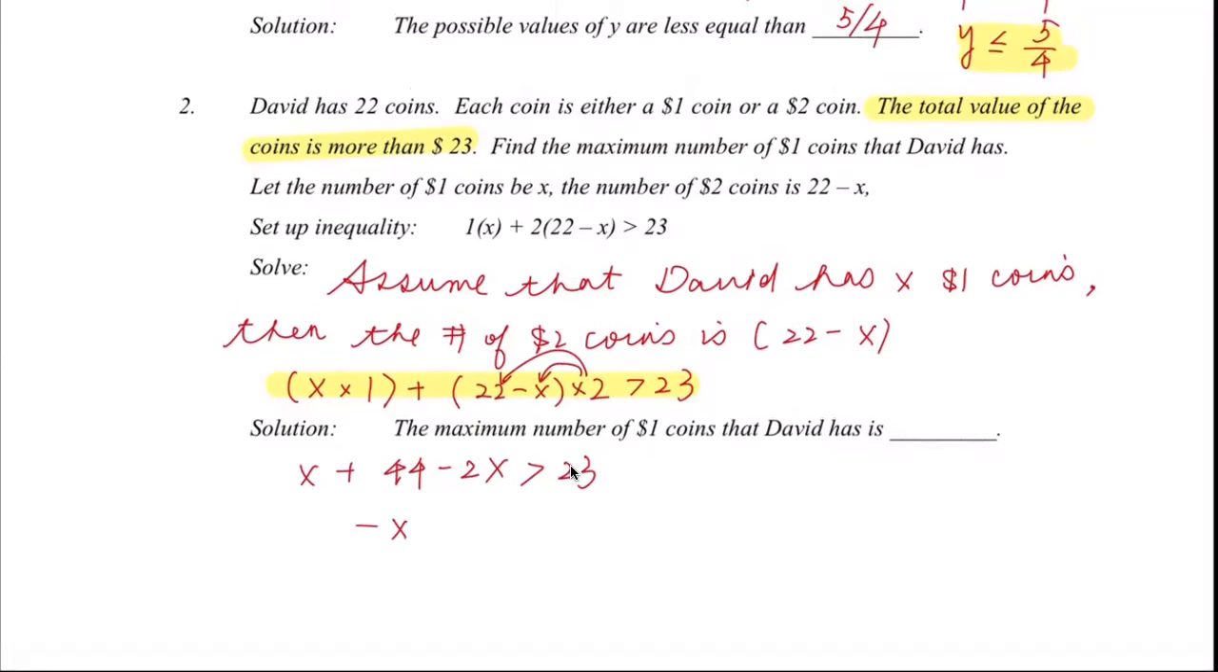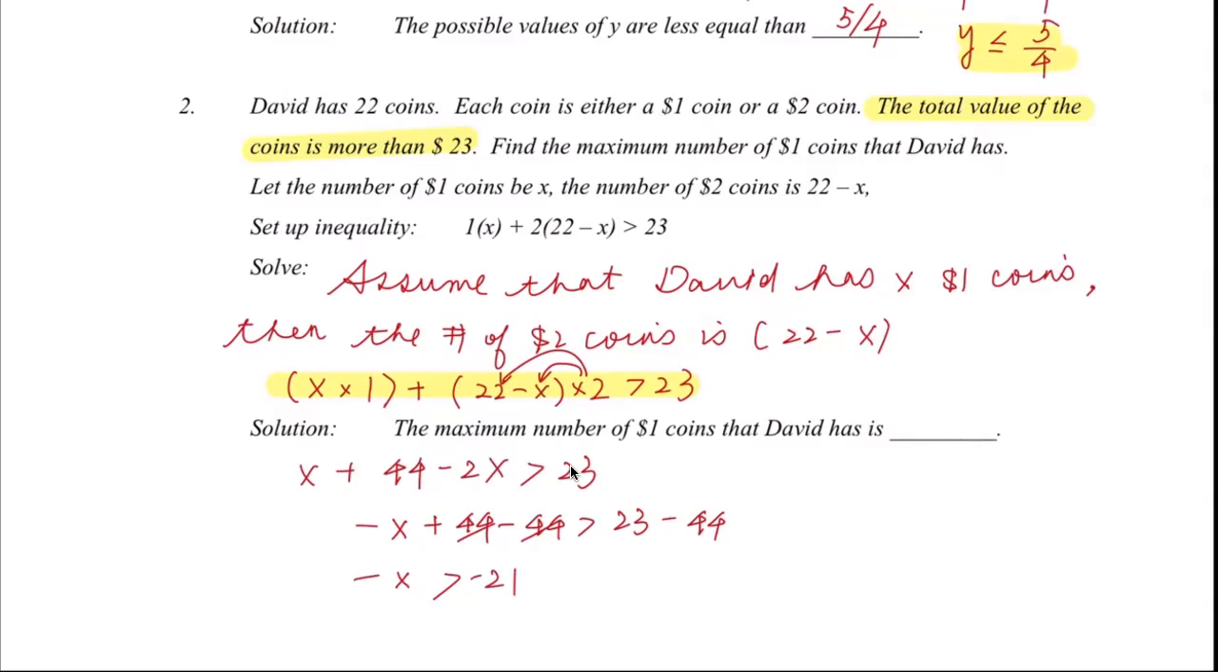And here we subtract 44 from both sides of the inequality, right? So plus 44 minus 44 greater than 23 minus 44, right? And this becomes 0. Minus x greater than 21. Right? Minus 21.